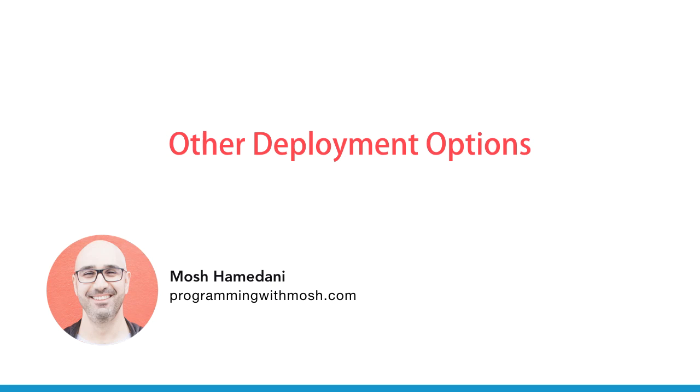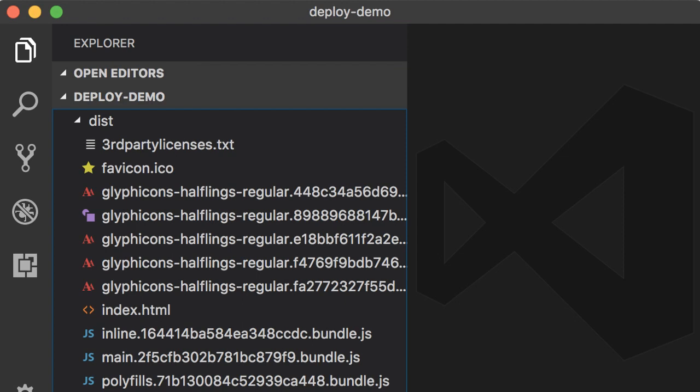So earlier, I showed you how to build a deployable package of your Angular app using Angular CLI. You can simply copy and paste the content of this dist folder into your web server, or you may use FTP. But let me show you a few other deployment options that I have personally played with and liked. And of course, this is purely based on my personal experience, and it's not a complete list by any means.